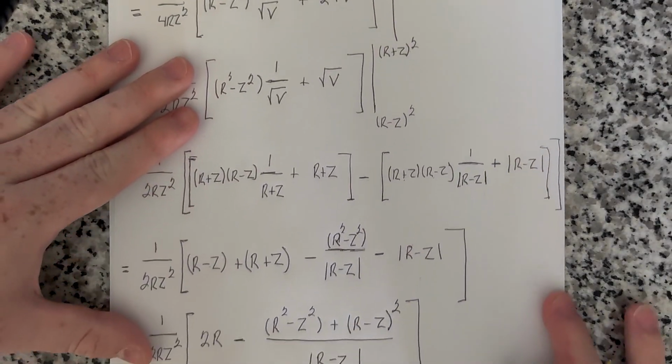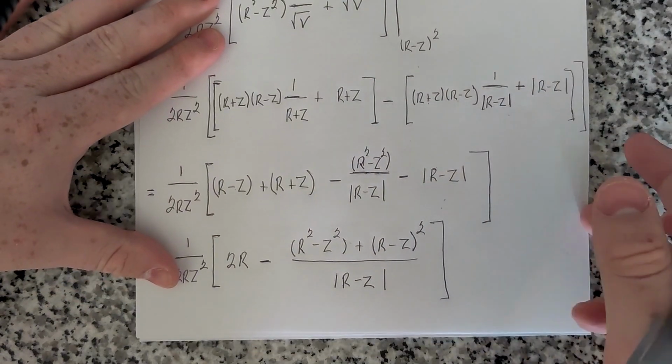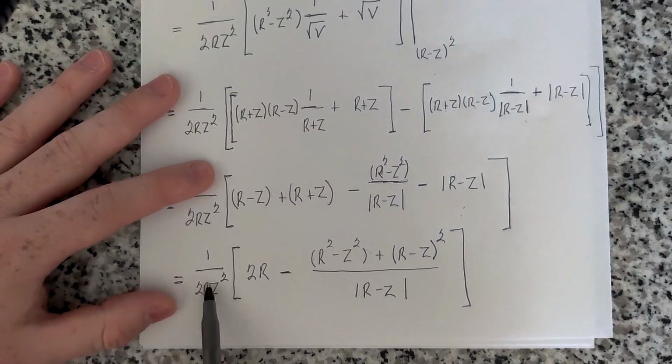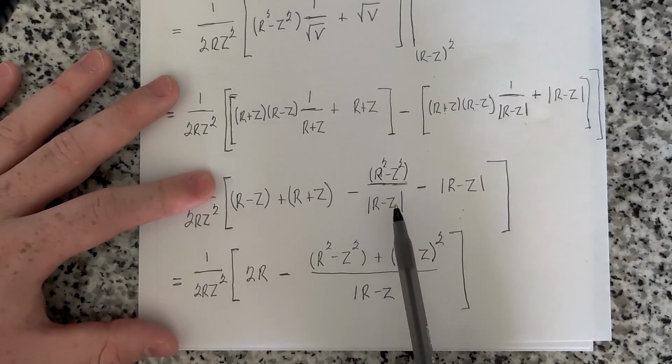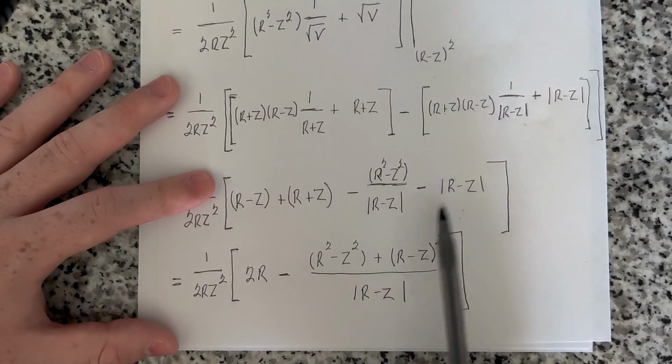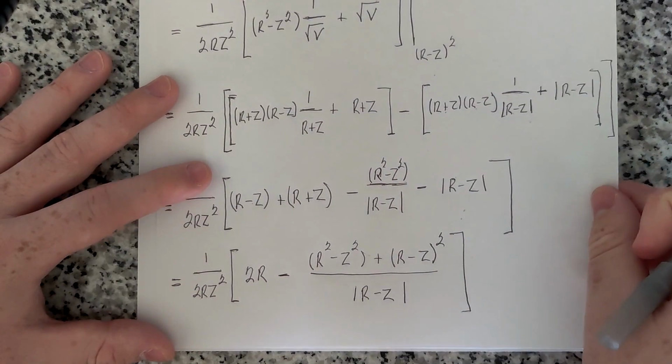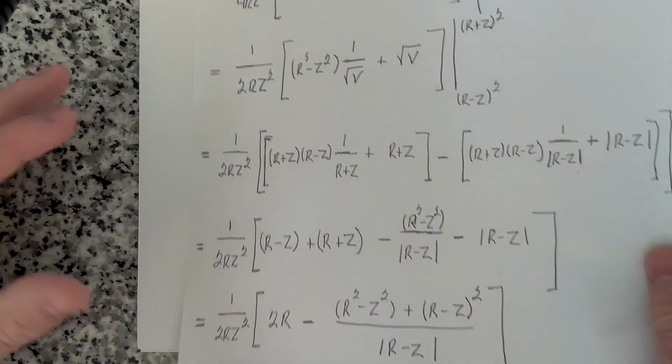Okay, oops. Sorry about that, guys. So we have 1 over 2rz squared times 2r minus, and remember I made a common denominator here. And so that's what we have so far. And we're getting closer to the answer.